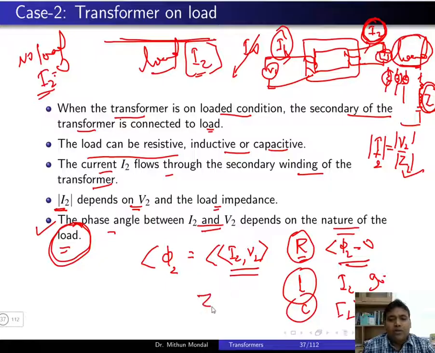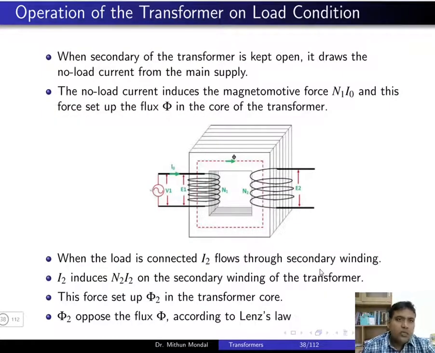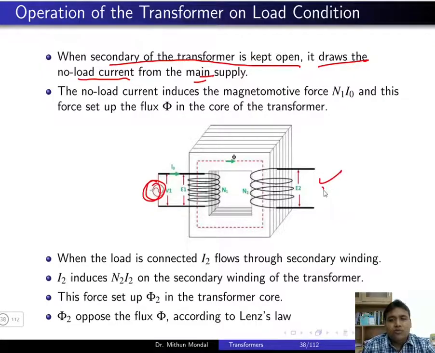If you have an impedance combination of resistance, inductance and capacitance, the current-voltage angle, the power factor angle, will be somewhere between 0 and 90 degrees. That we are going to see. So what is happening now? When the secondary of the transformer is kept open, it draws the no load current from the main supply. So here you have the main supply and the secondary of the transformer is under the no load condition.